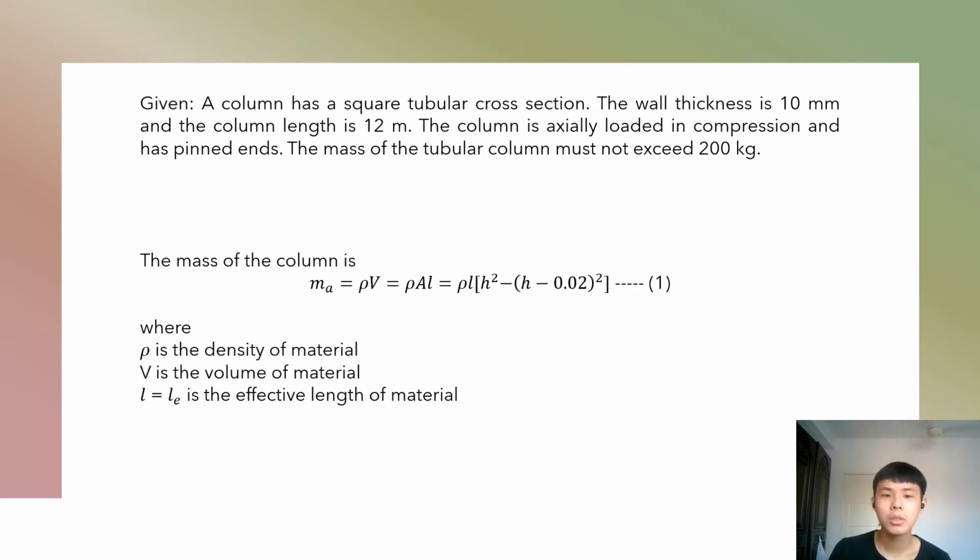In this question, it is stated that the mass of the tubular column must not exceed 200 kg. Therefore, we also need to include mass in our calculation. Mass is equal to rho V, also equal to rho A L, and we substitute the area formula into this. Rho is the density of the material, V is the volume, and L is the length of the column.